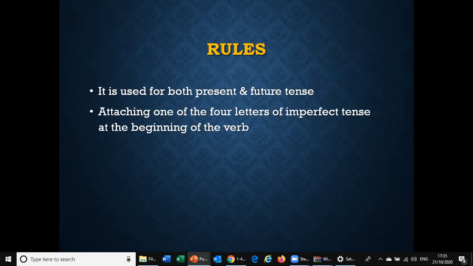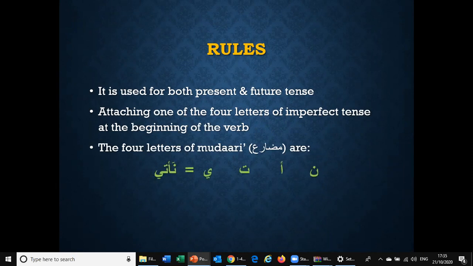And what are the rules? There are 4 letters of Mudare, 4 signs of Mudare. Those 4 letters are Noon, Hamza, Ta, Ya. So na'budu, we worship. A'budu, I worship. Ta'budu, you worship. Ya'budu, he worships. So this is how it goes. Ta, ya, noon, and alif. Na'ti, remember that. Na'ti, we come, that it means. So noon, hamza, ta, ya.